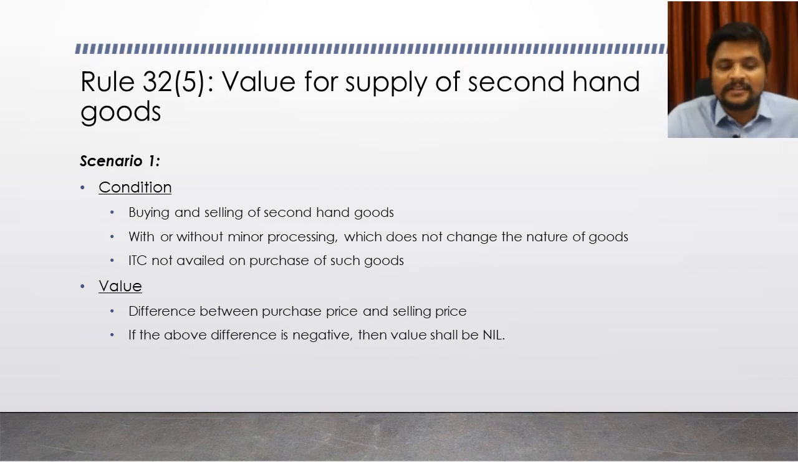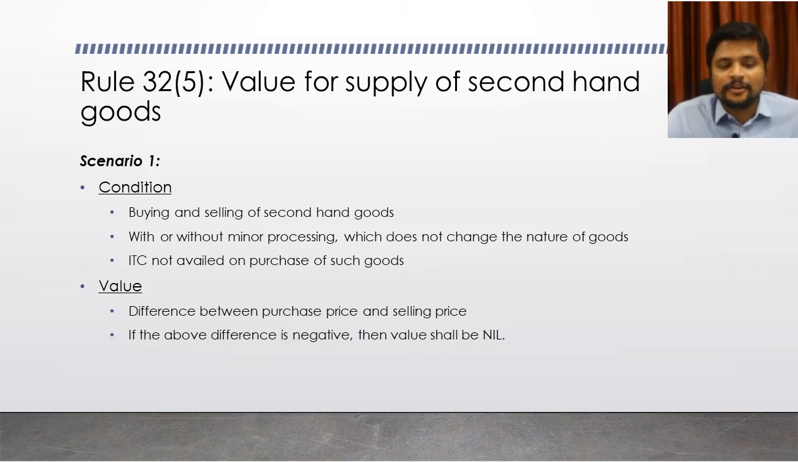One. Second, with or without minor processing. You buy the second-hand goods, you will not do much processing, or you will not do much alteration to the particular goods before selling it to the third-party customer. That is the second condition. Or the process which you are doing does not change the basic nature of the goods itself. If that is there, then this particular rule will apply.